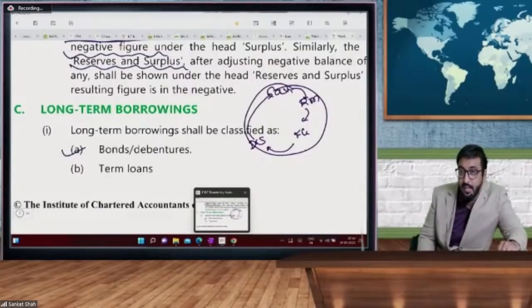So 3 months and 12 months, or suppose now maximum. See, now small firms or not very big firms. Big firms follow this operating cycle while deciding creditors and debtors. But in a small firm, we remember it as: if it is more than 12 months it is long term, and if it is less than 12 months it is short term.